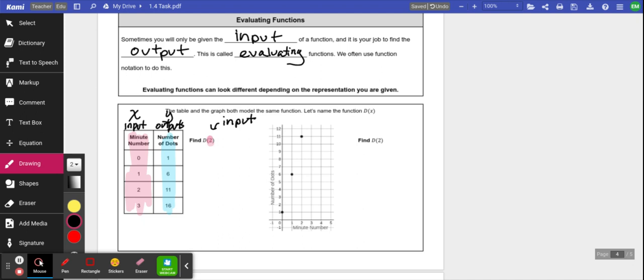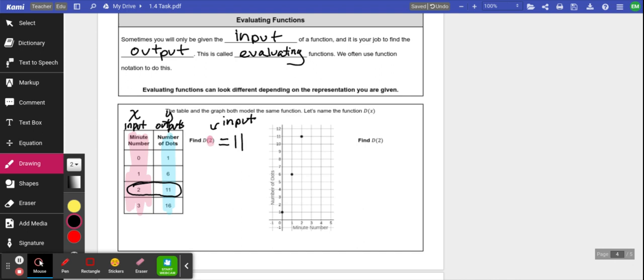So the question is, if my input is 2, what is the output that is associated with that? So I'm going to go down and look at the table. I'm going to find that 2 as an input and see what output goes with it, which is an 11. So I say d of 2 equals 11. So 2 was my input into the d function, and the output was 11.